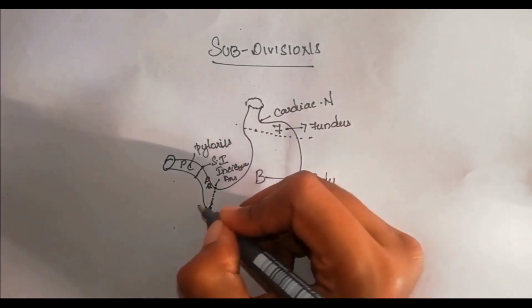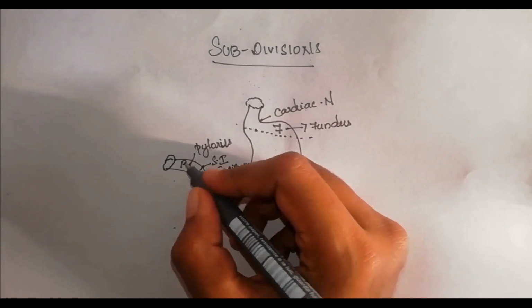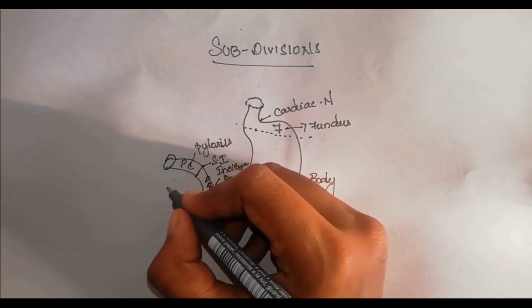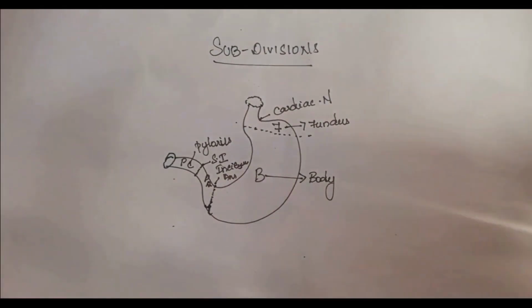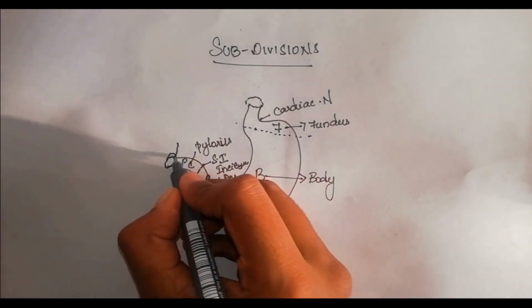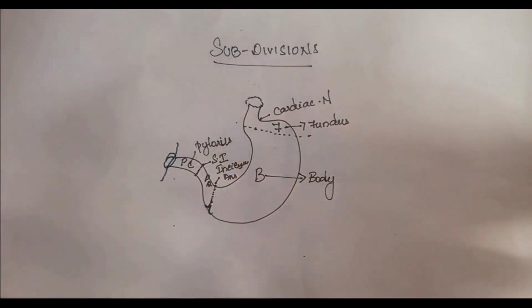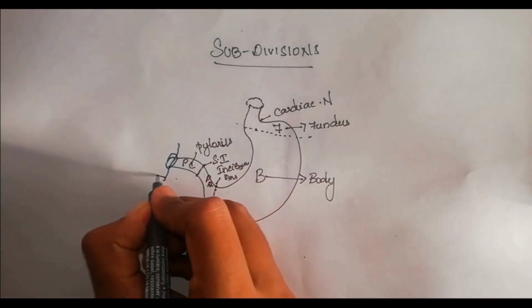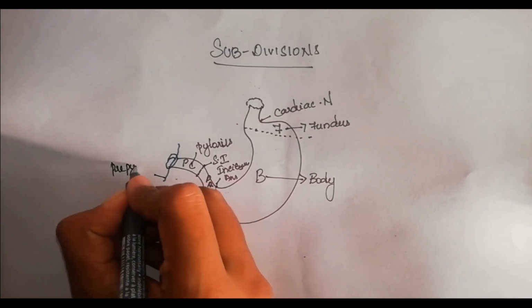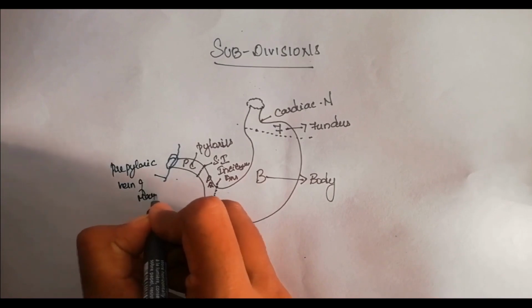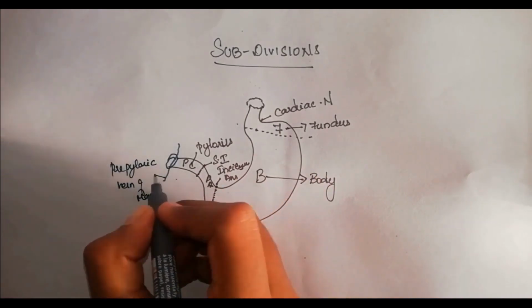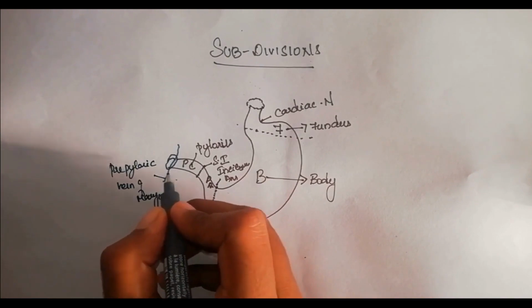And then we have got the pyloric part and the pyloric orifice, where we get a vein called the prepyloric vein of Mayo. So in living condition we can see a vein passing just above the pyloric orifice, and that vein we call the prepyloric vein of Mayo.